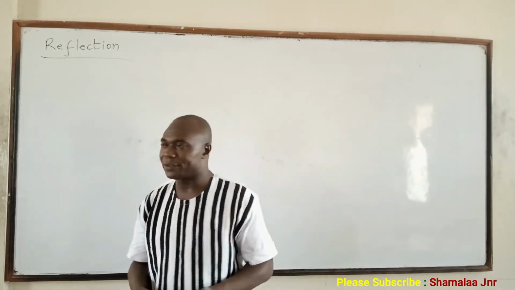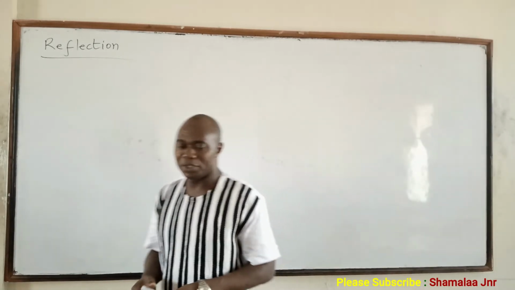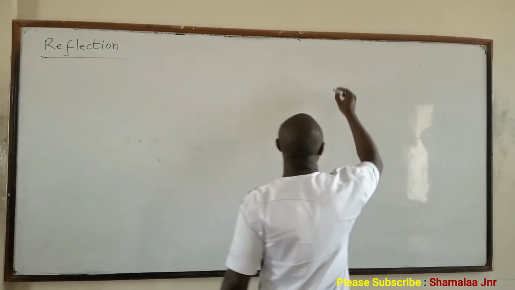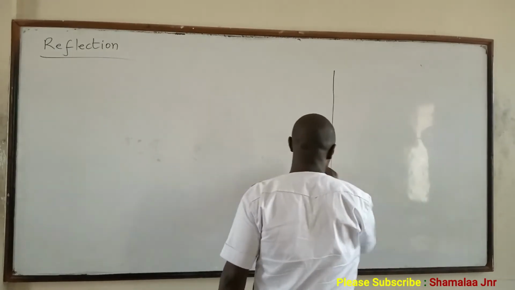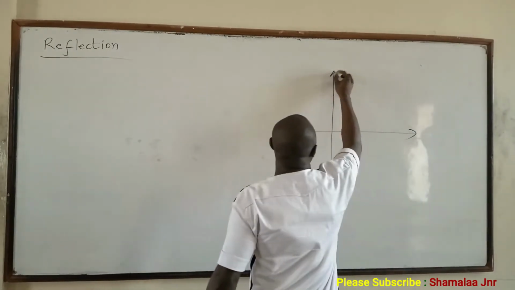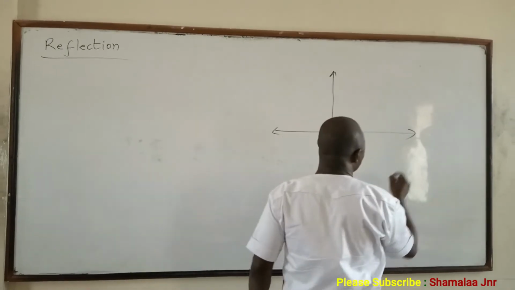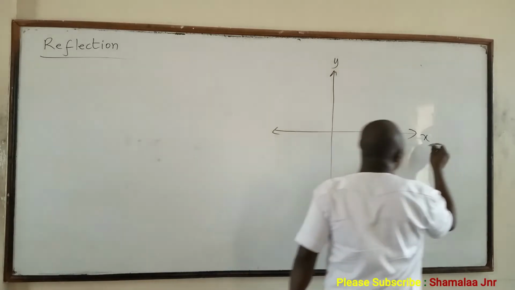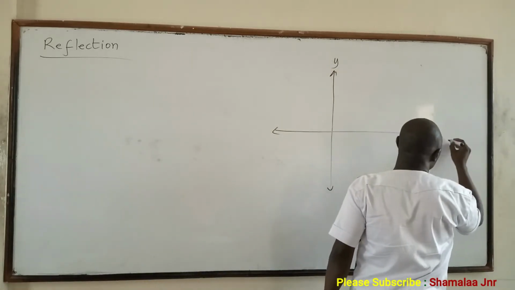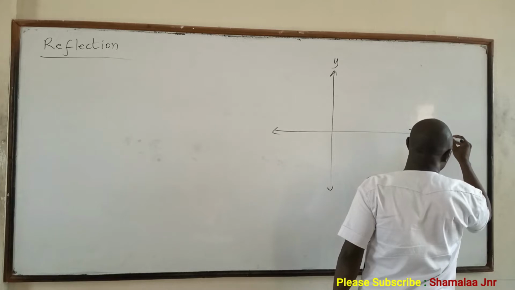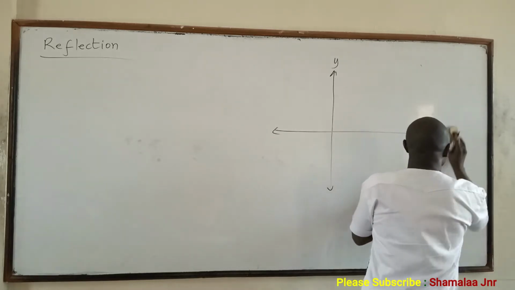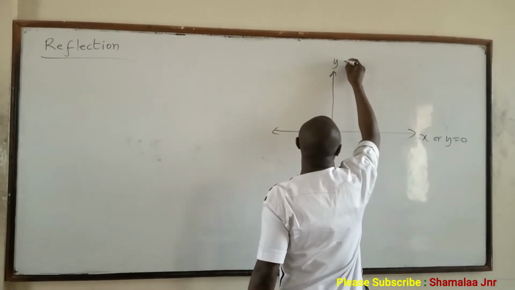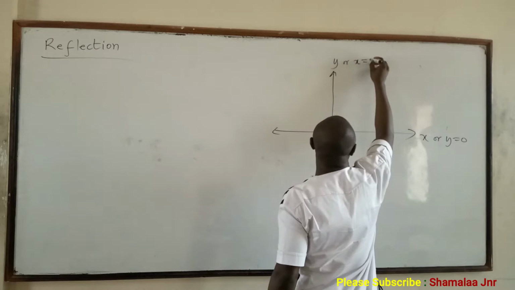Today I want us to look at reflection and the transformation. Now, viewers, look on the board. When you have the XY plane like this, this is the x-axis, this is the y-axis. So the x-axis is also called line y equal to 0. And then the y-axis is also called line x equal to 0.